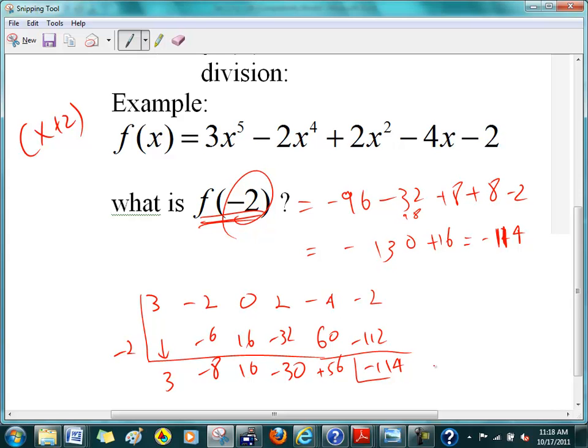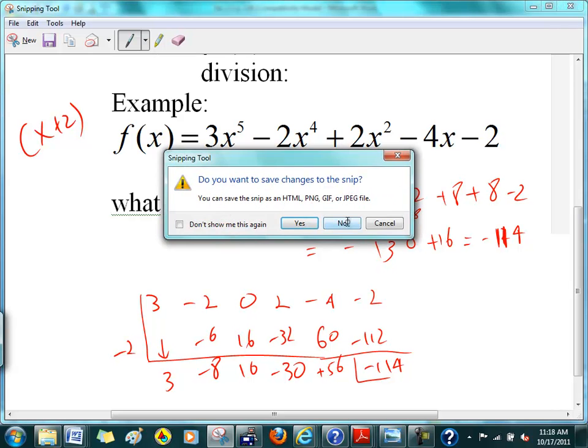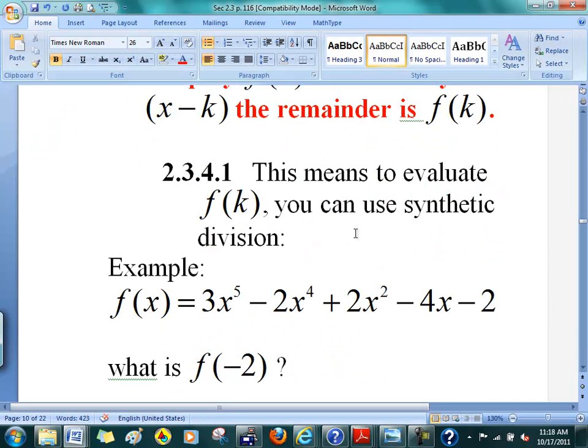Alright, is everybody okay on this? How to do synthetic division and get the function evaluation? Is everybody okay on this stuff? Kylie, you're not here today. I know you're here physically. Are you here mentally? Okay.